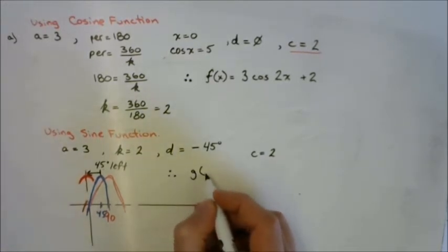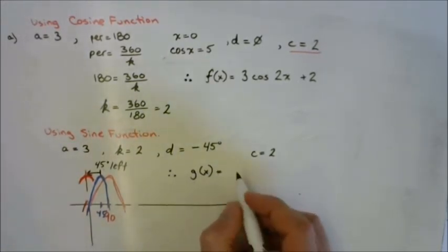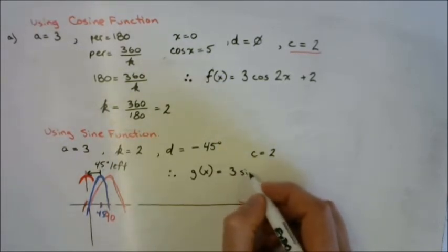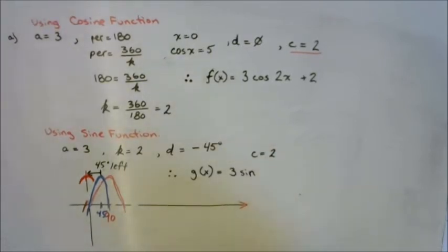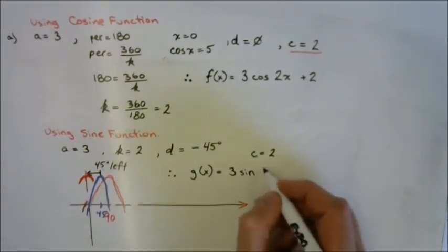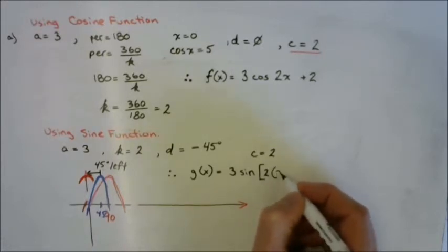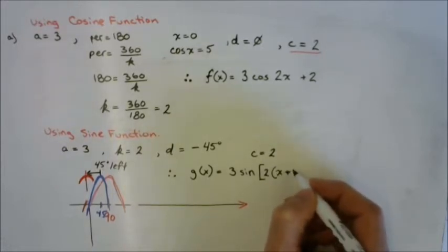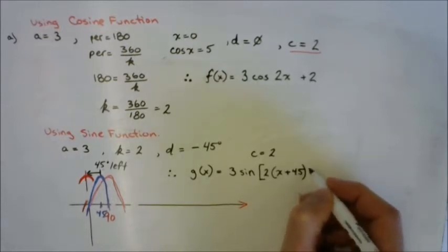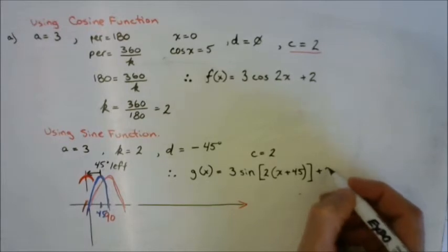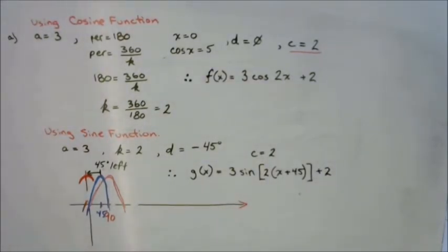So that gives us a new function. We'll call this one g of x equals 3 times, and this time we had the sine function, 3 times, and we're going to need square brackets, k is 2, x plus 45, because it's x minus d, close those brackets, and we're still moving it up 2. Now, what is the only difference between the cosine function and the sine function?